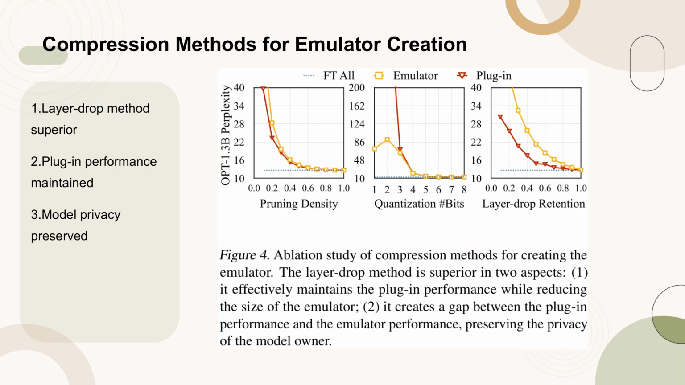Figure 4 presents an ablation study on various compression methods used for creating an emulator. The study highlights that the layer drop method outperforms other methods in 2 key areas. Firstly, it effectively maintains the plugin performance while significantly reducing the size of the emulator. Secondly, it creates a noticeable gap between the plugin performance and the emulator performance, thereby preserving the privacy of the model owner. This suggests that the layer drop method is an effective strategy for developing efficient and privacy-preserving emulators.